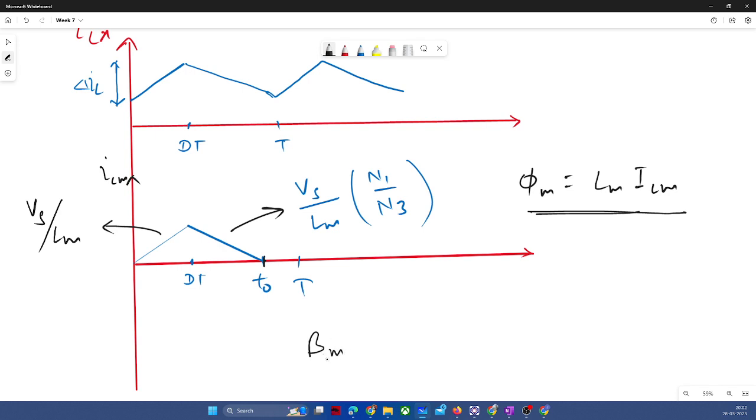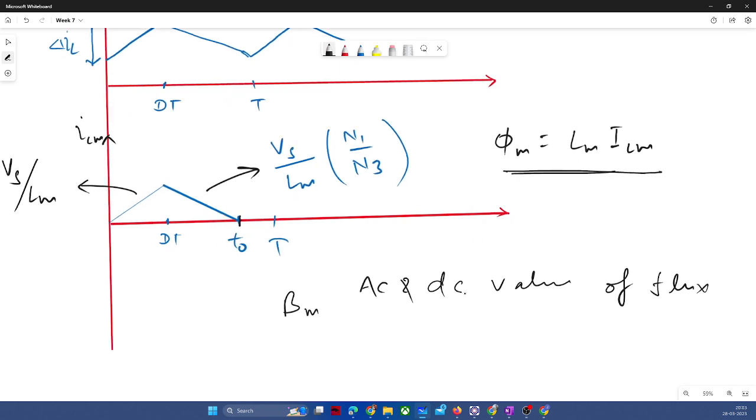No, that is a DC value that will be there for the CCM mode of forward. DC value of flux you are saying? Yes, yes, and AC value of flux. Okay, let me write it for my reference. DC value of flux, AC and DC. DC and AC value of flux.